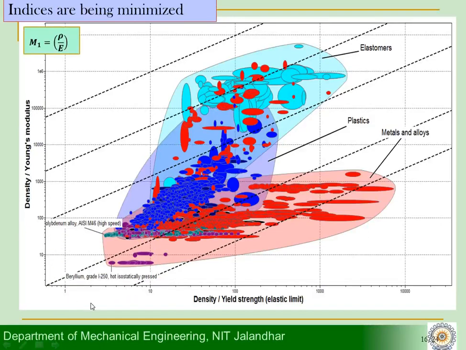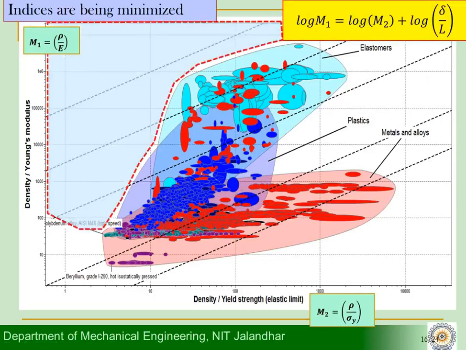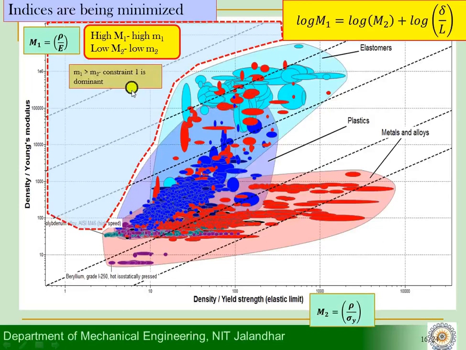So what we observe here, we have plotted M1 as rho by E, and on the x-axis M2 as rho upon sigma y, and obviously this is the expression: log M1 is equal to log M2 plus log delta upon L. If you look at this search region, it will give you a higher value of M1, which means higher mass, and a low value of M2, which means low mass. Constraint number 1 is active here, because M1 is greater than M2, and that is why constraint number 1 is more dominant in these regions.